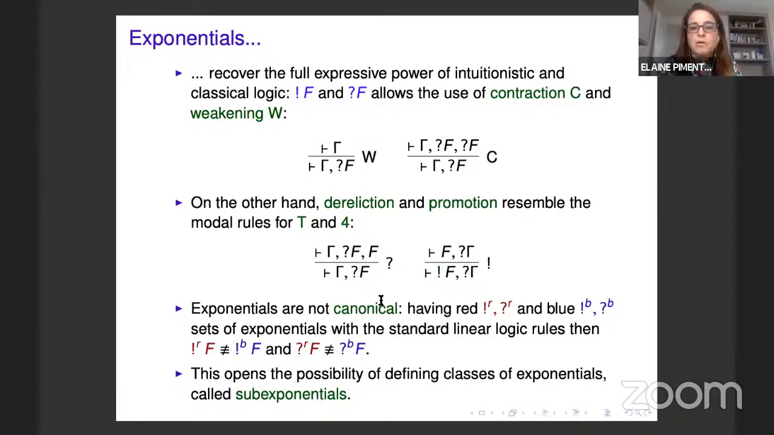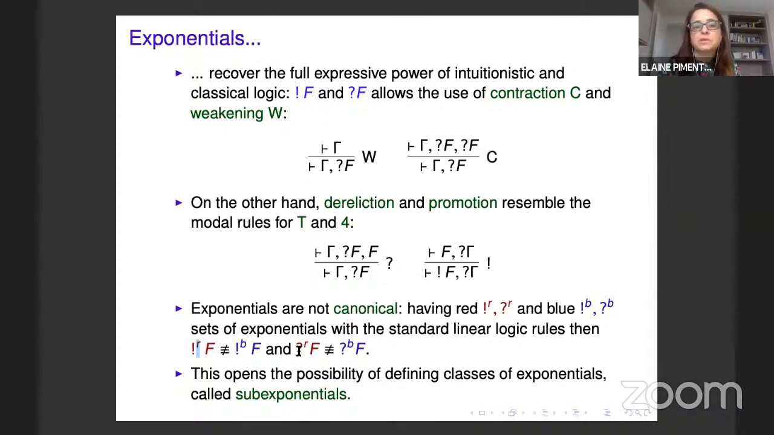S4. Well, as for modalities in modal logics, also exponentials are not canonical in the sense that if you decide to have different colors for your modalities, for example, red and blue, they are not equivalent anymore, even if you have the same rules and everything, right? So it happens also with multimodalities in classical modal logic. So if you decide to color or to put a label on your exponential, here I put red and blue, then you cannot prove that these two things are equivalent, neither for the bang nor for the question mark anymore.